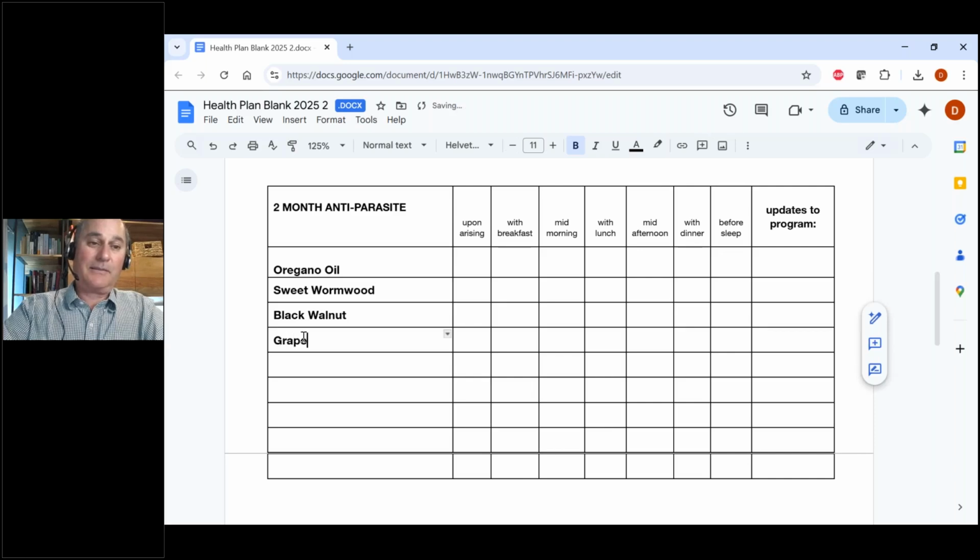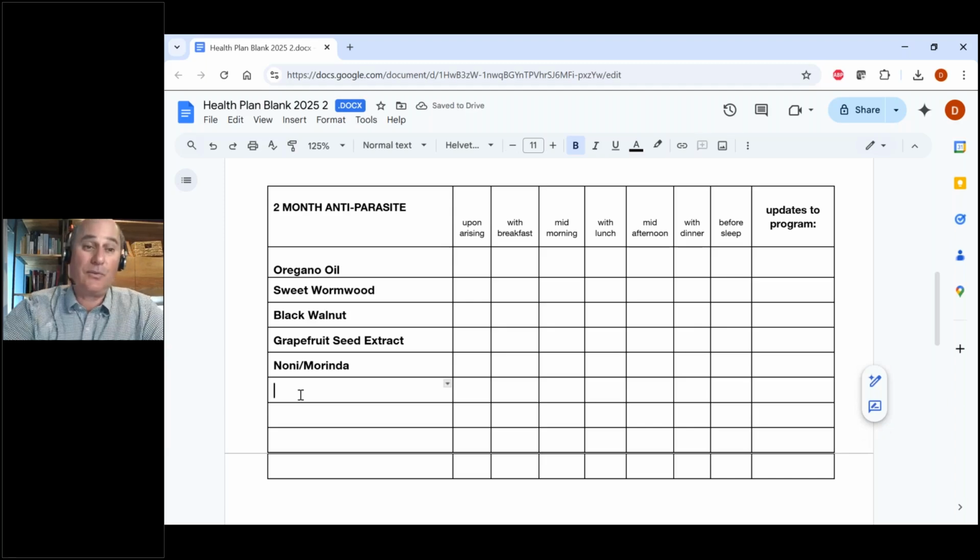Grapefruit seed extract. That's one of the better ones, I think. A lot of times I use noni. Noni, also known as morinda. That works really well for parasites. Colloidal silver. That's kind of controversial. Let's not do that. But that gives you plenty of choices.